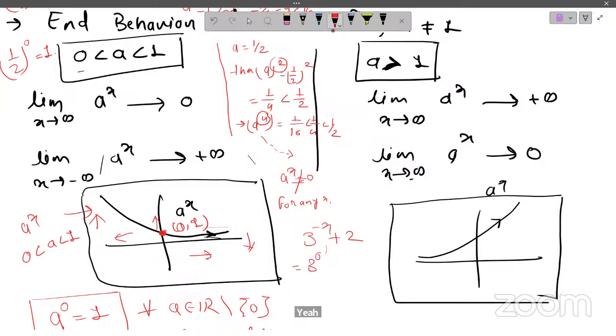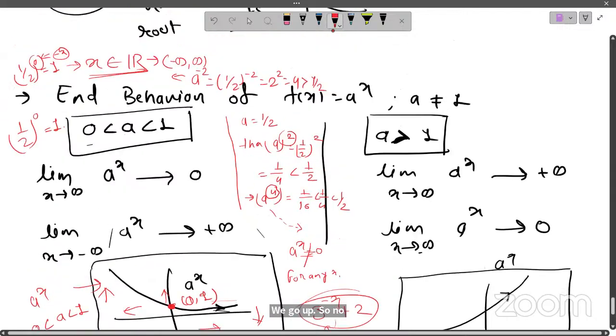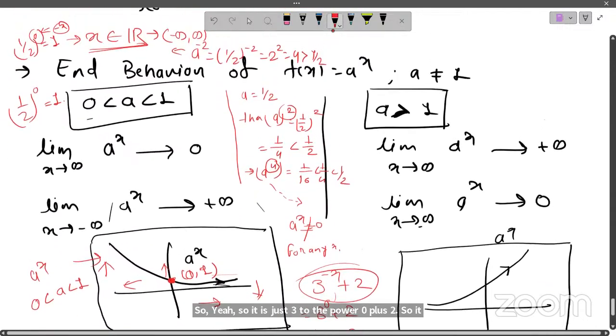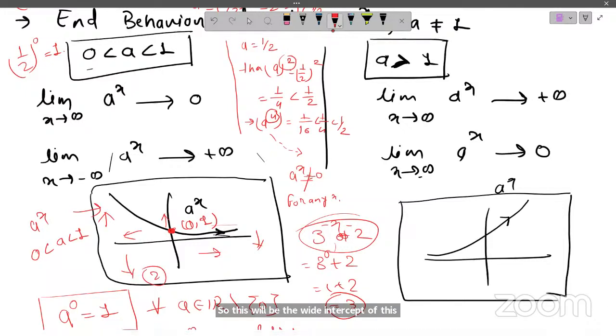It is just 3 to the power 0 plus 2, so it is 1 plus 2, so it is 3, right? So this will be the y-intercept of this graph. No, I want to know the roots when the case is 3 power minus x minus 2. Oh, minus 2. In minus 2, it will go 2 units downward, and we will have roots. How will we find that root?